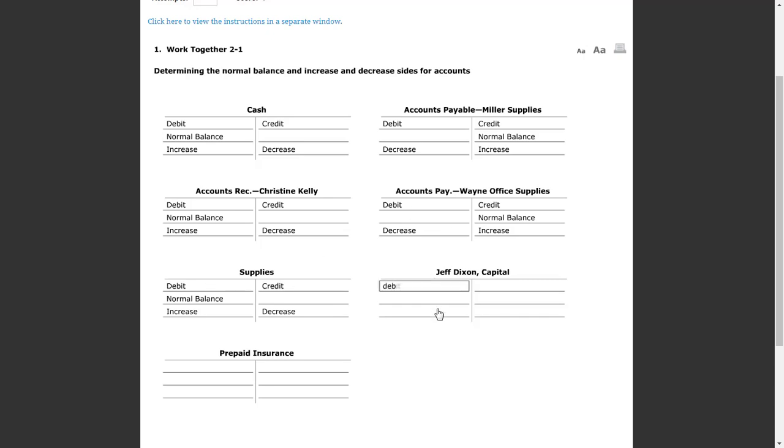Jeff Dixon Capital. Left-hand side is called debit. Right-hand side is called credit. Ariana, what type of an account is Jeff Dixon Capital? Asset, liability, or owner's equity? Liability. Nope. Owner's equity. Yes. How do you know that? Because it is capital. Yes. If it says capital, it's owner's equity. And it's also the name of the owner for this business. So, Ariana, Jeff Dixon Capital is owner's equity. What side of the accounting equation is it on? Right. So its normal balance would be? Credit. Thank you.